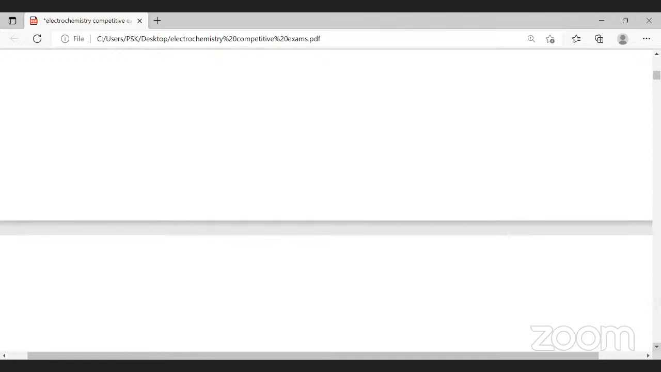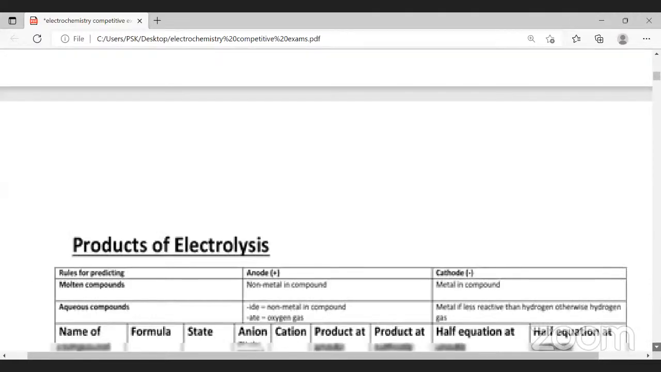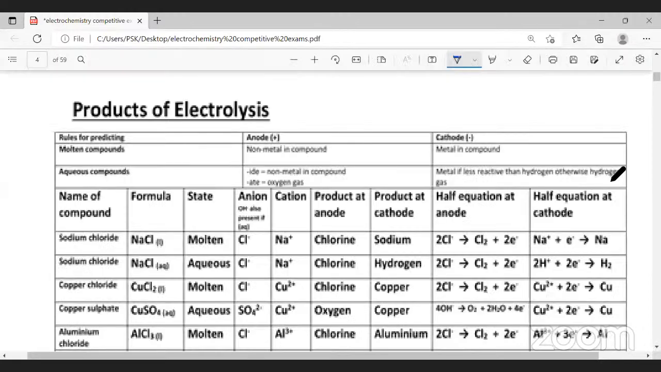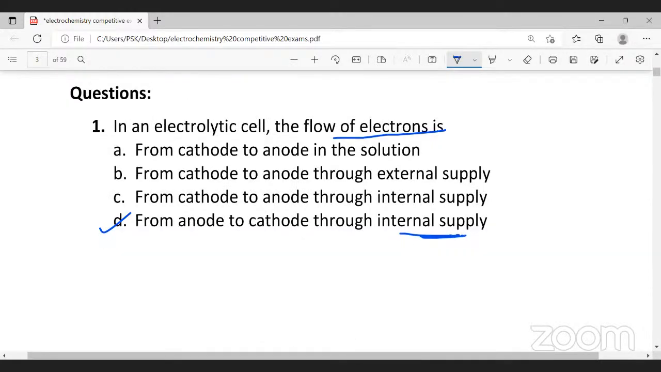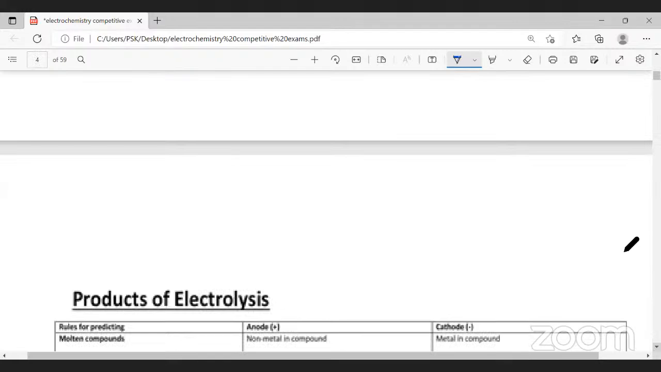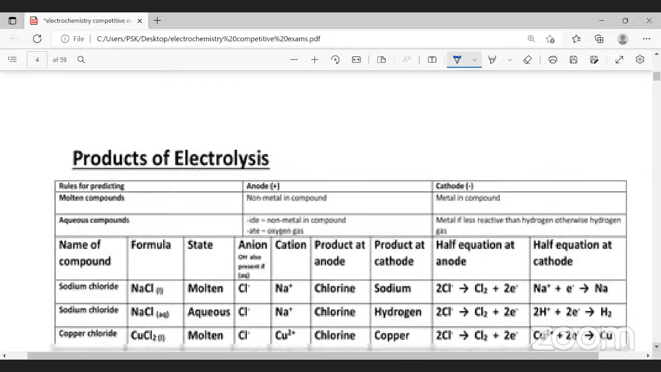This is the only question in the first part of the topic, I think. I have not given many questions. So in the next topic we will learn the products of electrolysis. This is important. This question is really important. This chart, this tabular column, you should know.